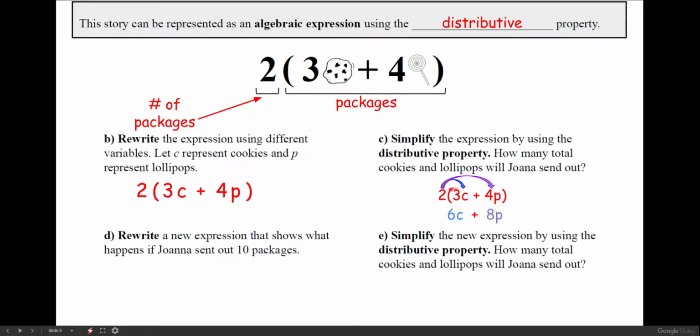Now, some people call this the double rainbow, because single rainbow and then the double rainbow, or they've got different names for this distributive property. But either way, that's what you're doing. You're doing 2 times the first term and then 2 times that next term.